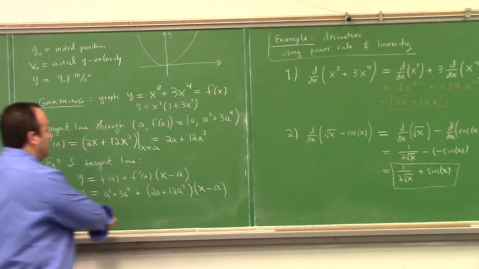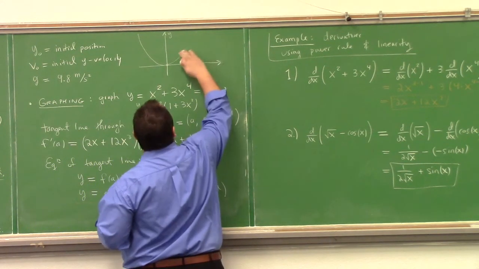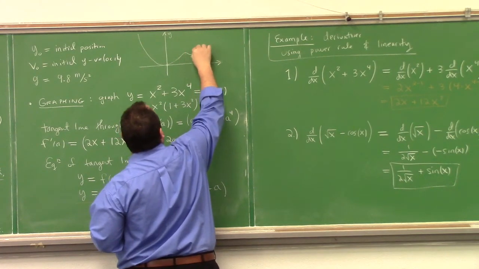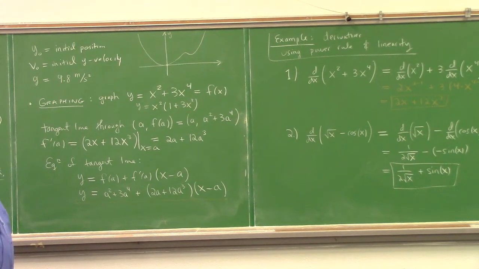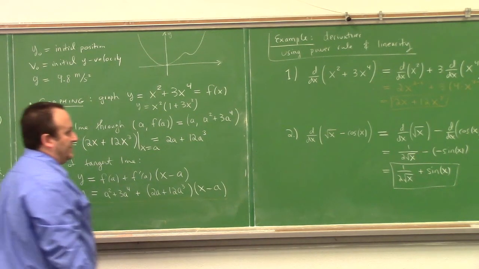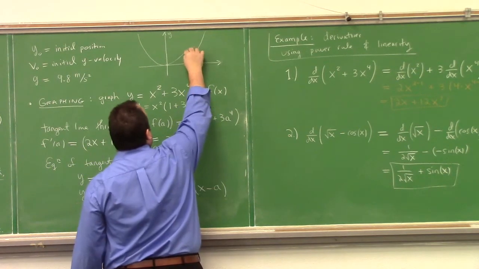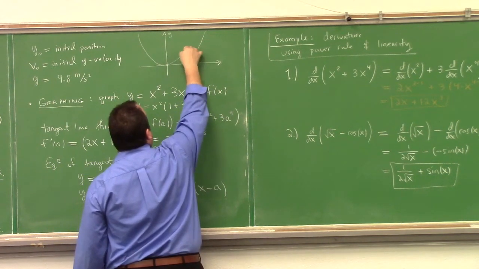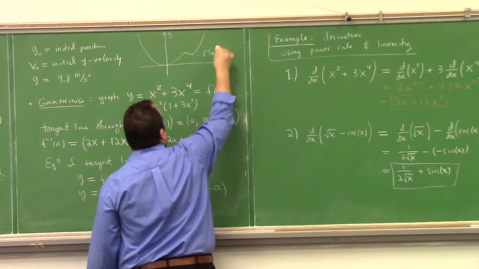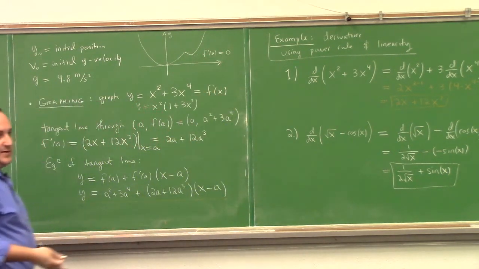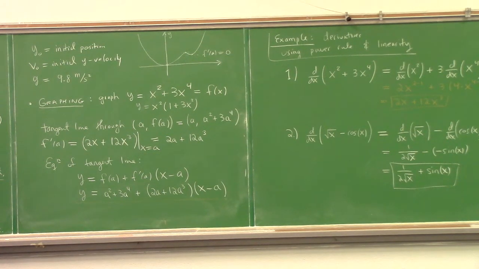Is there something I'm missing? Is there somewhere out here where it does like this? Does it have one of those? What do you think? I don't know right offhand. But I can figure it out, because if there was a place like that, these would be places where f prime of a was equal to 0. So I can look for turning points in the graph by looking for places where the derivative is 0.